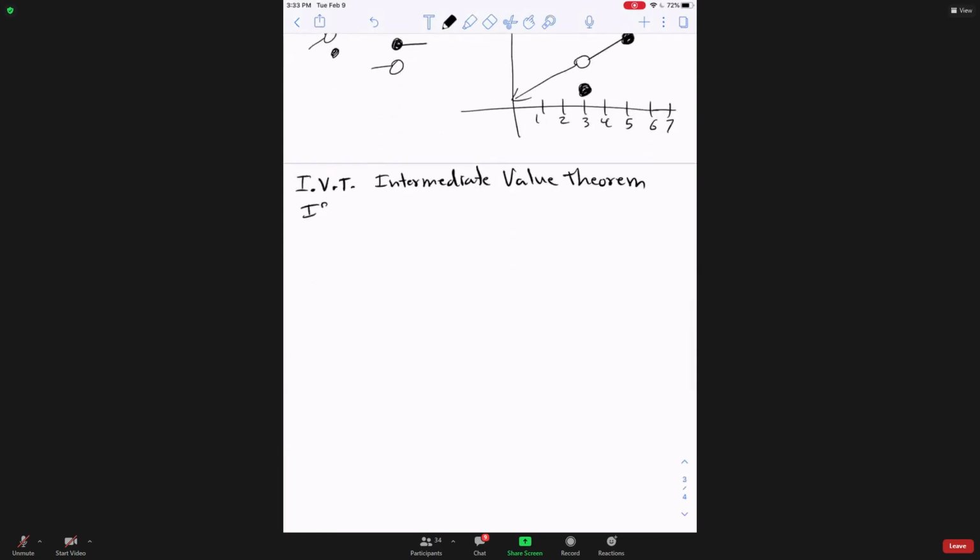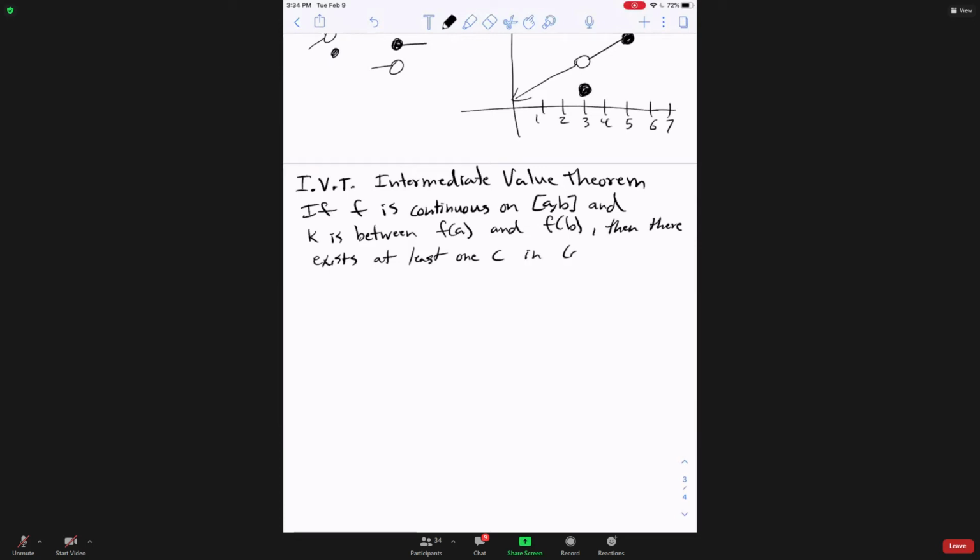Intermediate value theorem. If f is continuous on the closed interval [a, b], and k is some number between f(a) and f(b), then there exists at least one c in the open interval (a, b) such that f(c) equals k.